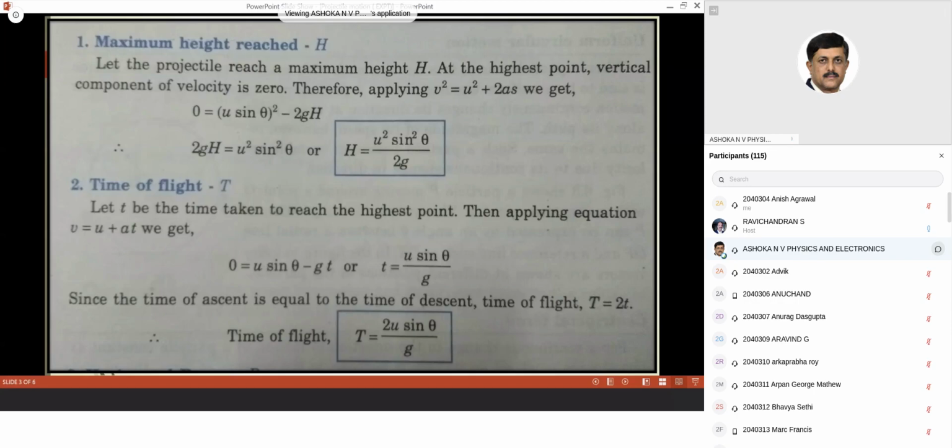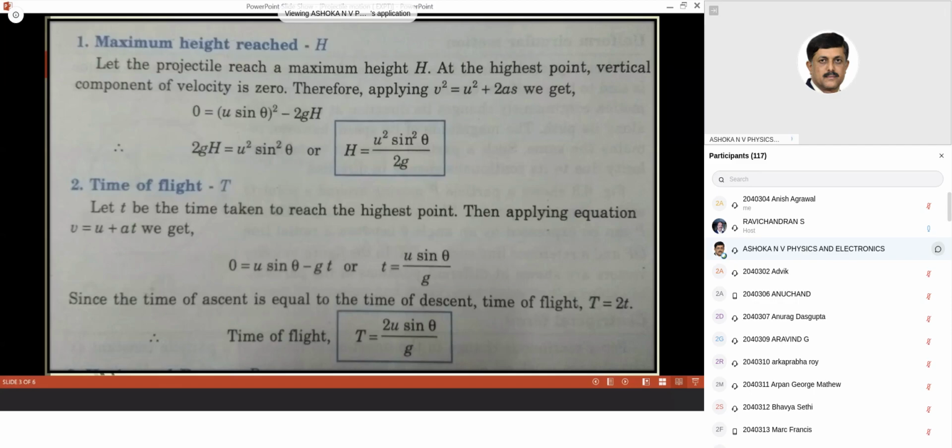and acceleration a will be taken as equal to minus g, because the particle is moving in the upward direction, against the acceleration due to gravity. The acceleration due to gravity is in the downward direction. Therefore, the acceleration of the particle is taken as a equals minus g, and s, the distance traveled by the particle, is replaced by H. And the initial velocity is replaced by u sin theta. Final velocity v is 0.